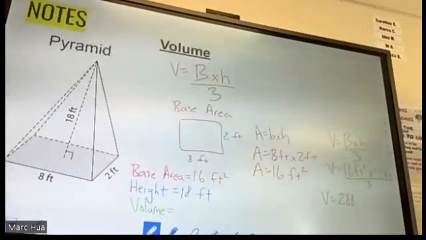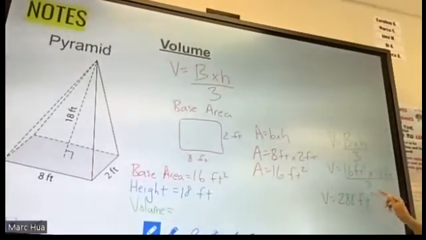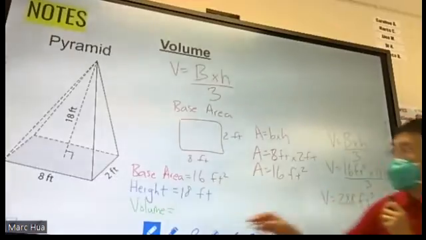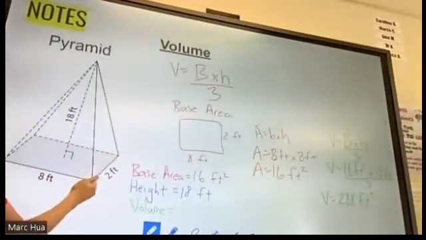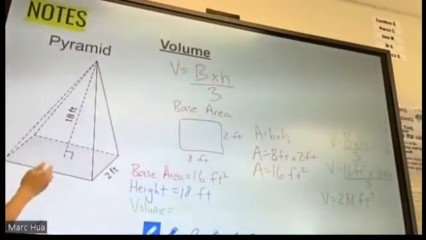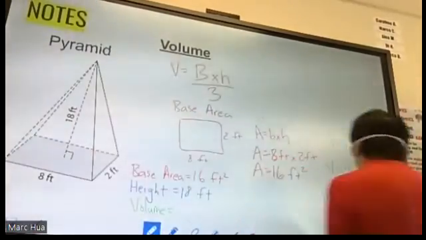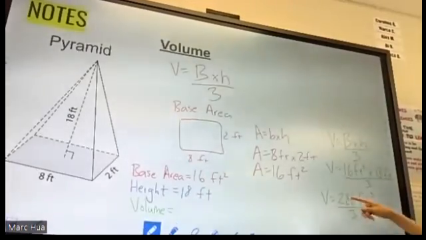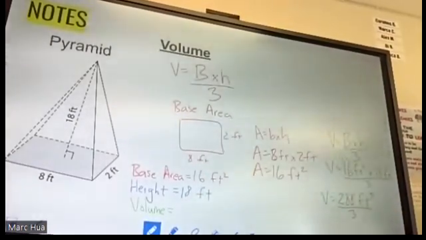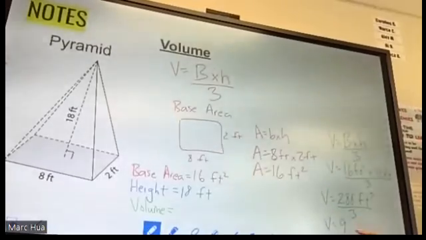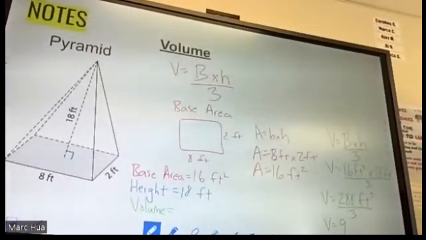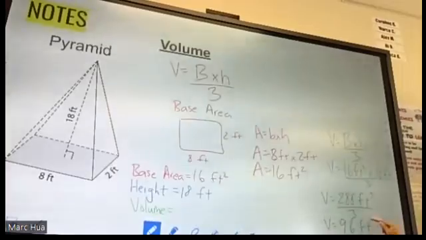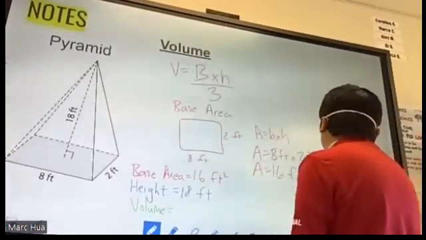What's our unit? Feet cubed, right? Feet squared times feet is feet cubed. Remember, we're doing 3 dimensions now. We looked at the base, the height of the base area, and we looked at the height. So that's 3 different dimensions. And then we take 288 feet cubed divided by 3. 3 doesn't go into 2, but 3 does go into 28, 9 times. The remainder is 1, and 3 goes into 18, 6 times. So 96 feet cubed is our answer.